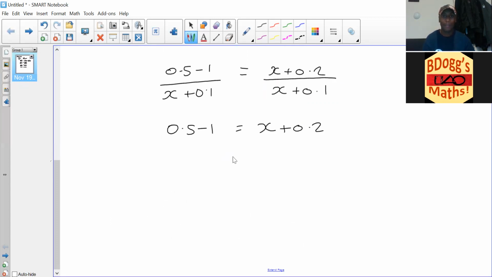That's quite cool. And then I can leave the x here, and I'm just going to have the 0.5 take away 1 and then take away 0.2. So 0.5 take away 1 is negative 0.5, take away 0.2, x will equal negative 0.7. And that is that problem solved.